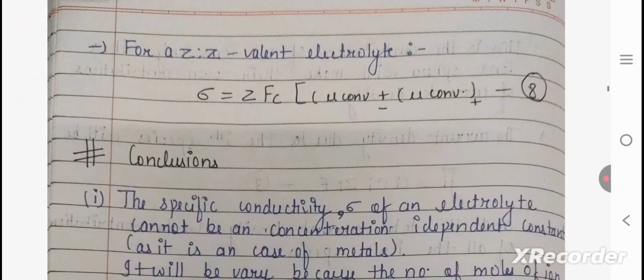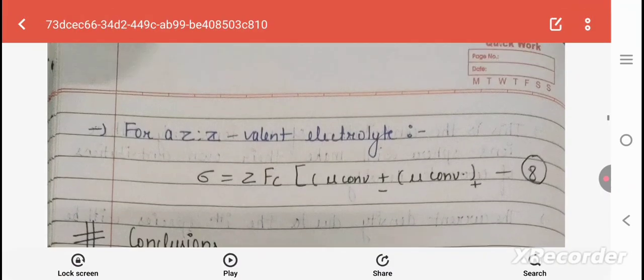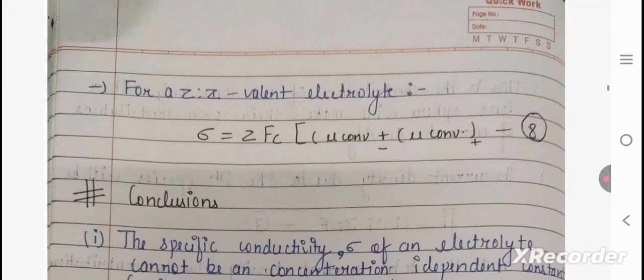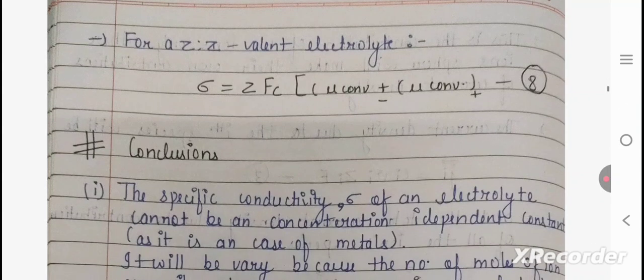For a symmetrical Z valent electrolyte, conductivity is equal to Z F C bracket U conventional plus plus U conventional minus, which is equation number 8.